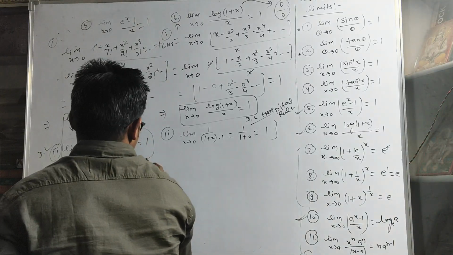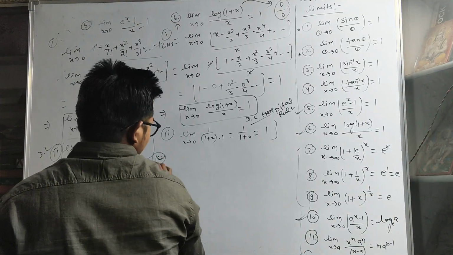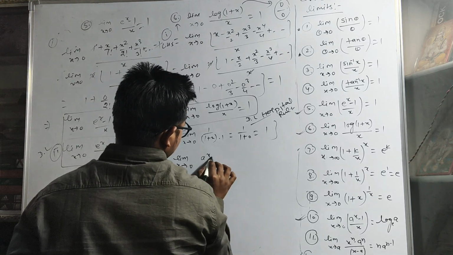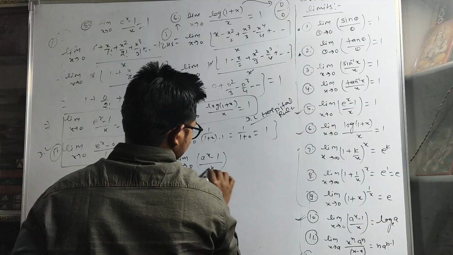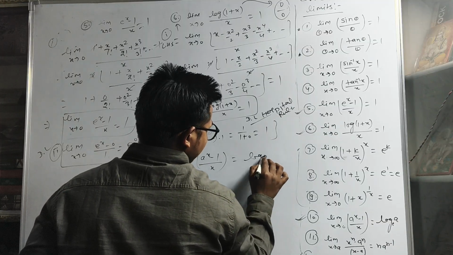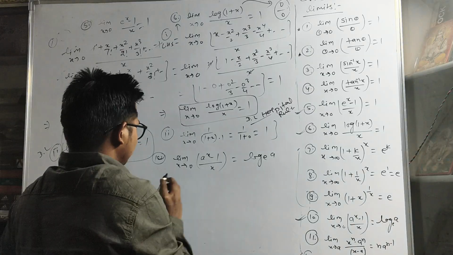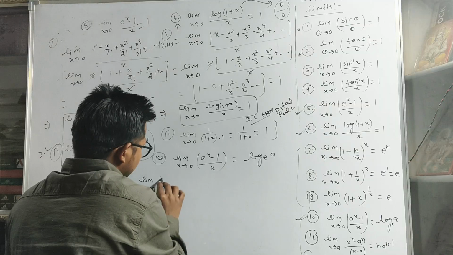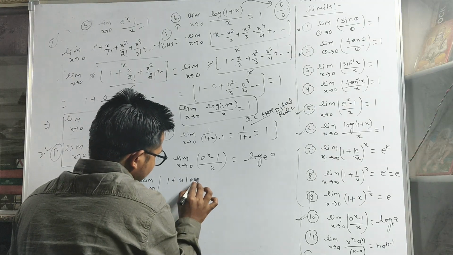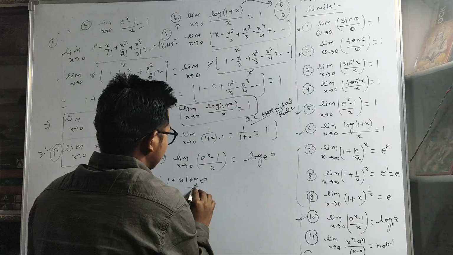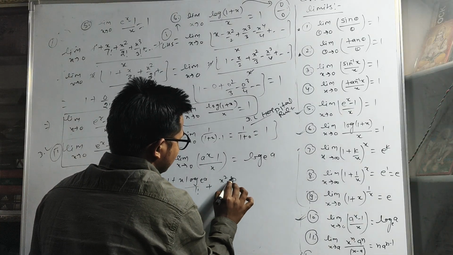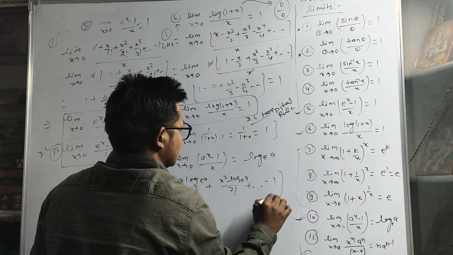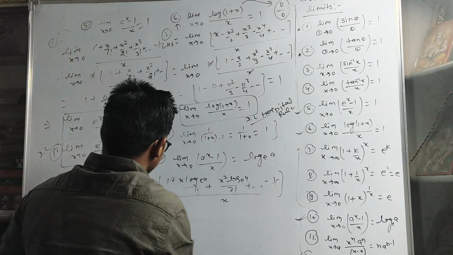Okay, now the third question is question number 10. This is limit x tending to 0, a to the power x minus 1 upon x. This will equal what? If you apply the series of a to the power x, it is nothing but 1 plus x log a at base e upon factorial 1 plus x square log a base e upon factorial 2 and so on. Okay, minus 1. This term will cancel out with this term, upon x.